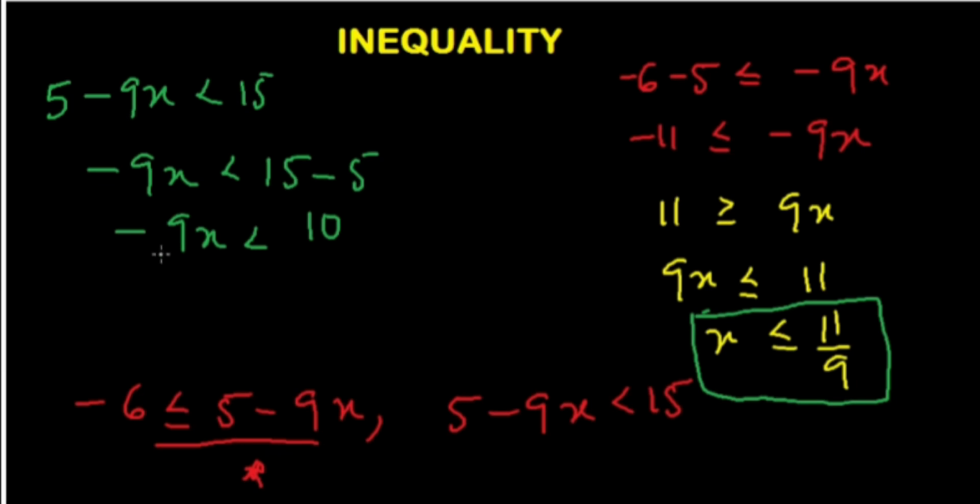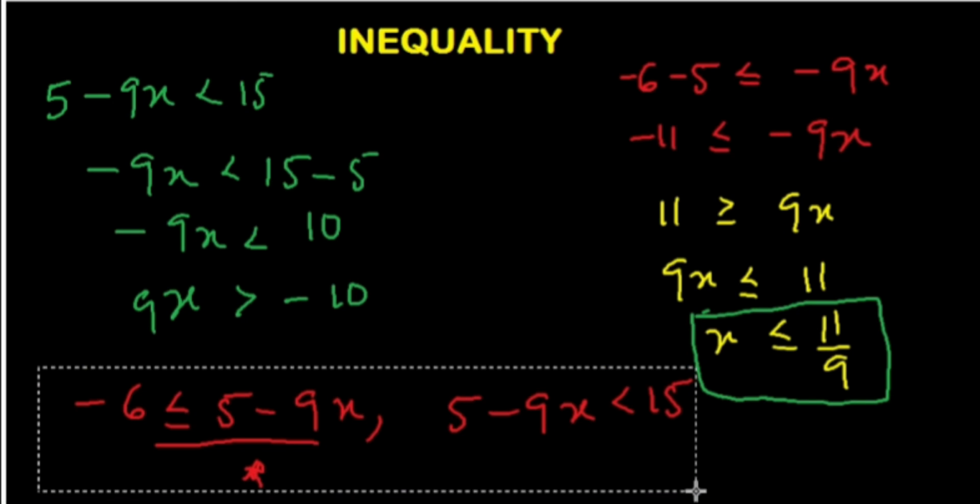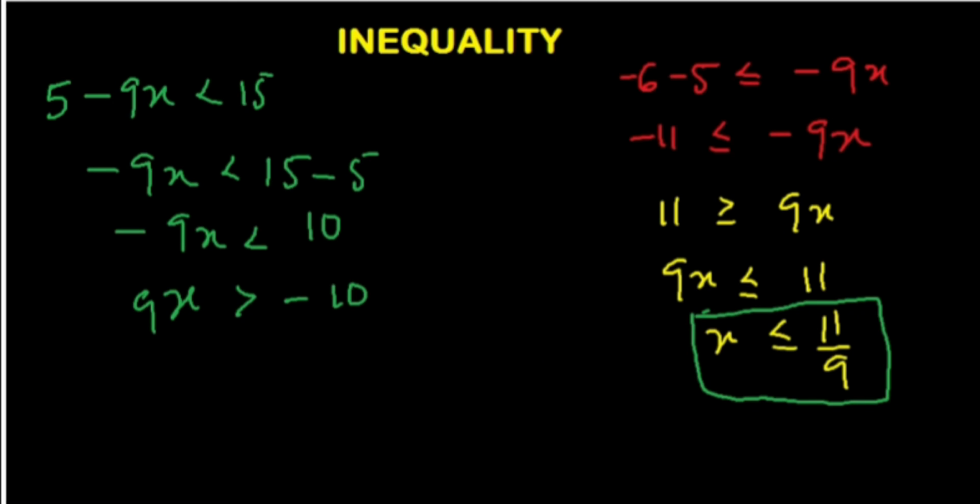So I want to make sure that my variable is positive. So what I will do is 9x is greater than minus 10. Alright, since I can't say divide both sides by minus 1, I'll multiply both sides by 1 over 9. Then I will have my answer there. So that will be x is greater than minus 10 over 9.